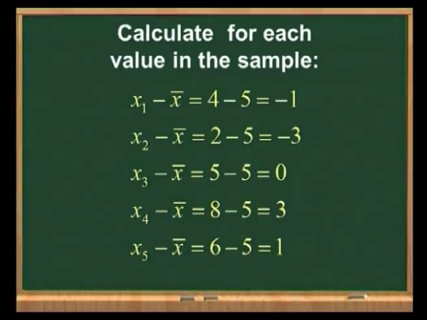Step 2. Calculate x minus x bar for each value in the sample. X1 minus x bar is equal to 4 minus 5, that is equal to minus 1. X2 minus x bar, that is 2 minus 5, is equal to minus 3. X3 minus x bar is equal to 5 minus 5, that is 0. X4 minus x bar, that is 8 minus 5, is equal to 3. X5 minus x bar is equal to 6 minus 5, that is equal to 1.